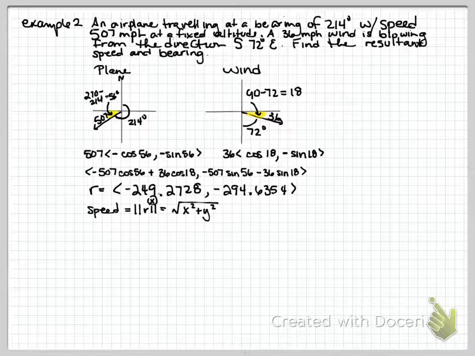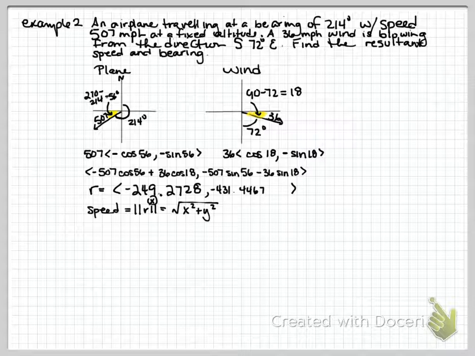Hold on. I just caught a mistake. I typed in cosine instead of sine here, so I need to erase this. I am sorry. Glad I caught it now and instead of later. So negative 507 sine of 56, not cosine this time, minus 36 sine of 18. That's a little different. Negative 431.4467, about. I'm going to store that in y.